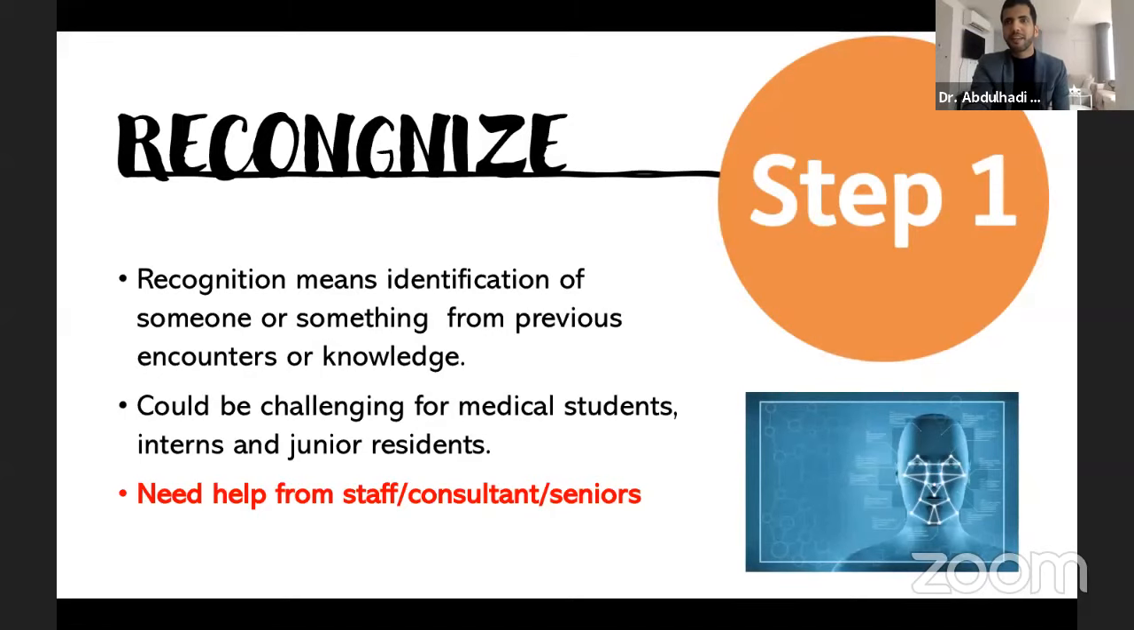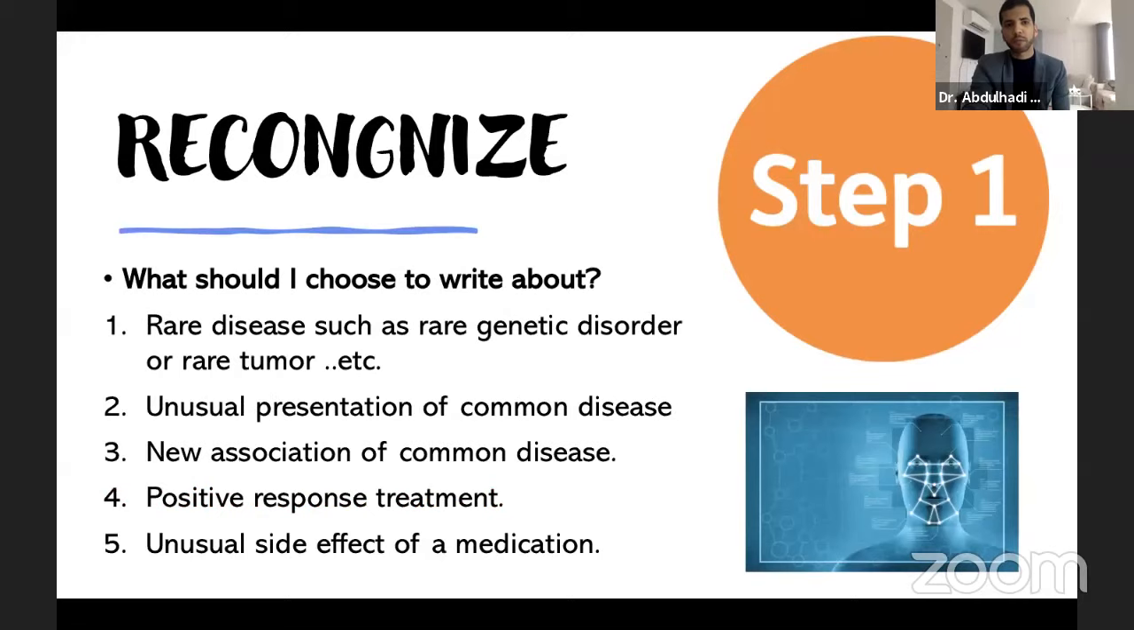It's a bit lower than the chance of a staff who's been working there for years that probably saw many unusual things or many rare cases. So here you need the help of a staff or a senior resident to guide you on what to write about. I think this is very important, and the support from the staff or senior resident is very important. So I always get this question: what to choose to write on.